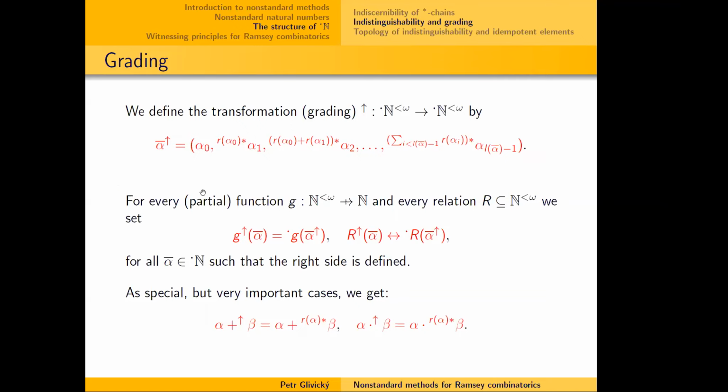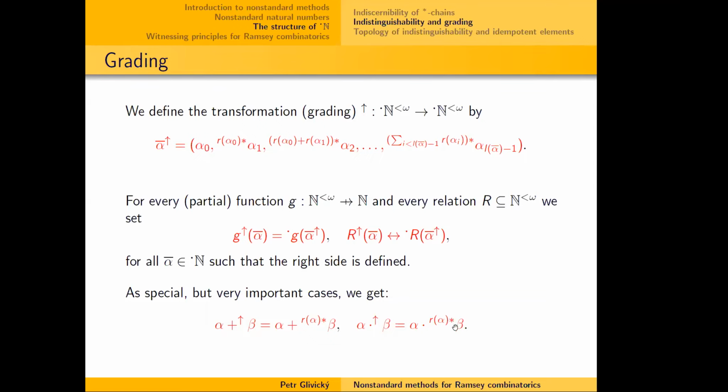And we also can grade functions and relations. So the graded function applied to some tuple is nothing else than just the star extension of the function applied to the graded tuple. And the same for the relation. A graded relation on a tuple is just the star extension of the relation applied to the graded tuple. A very, very important special case of this is addition and multiplication, where you can see how this works on a specific example. Graded addition, alpha graded plus beta, is just alpha plus as many stars on beta as is the rank of alpha. So alpha plus rank alpha stars beta. And the same for multiplication again.